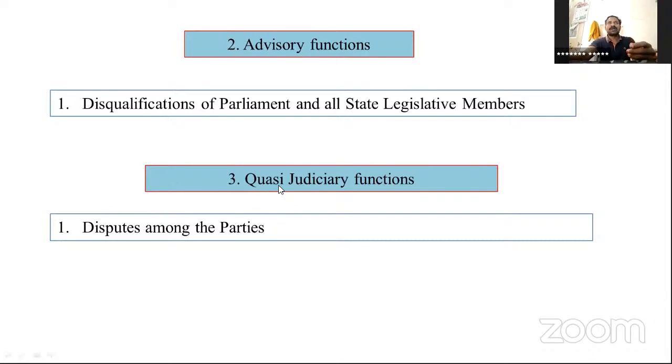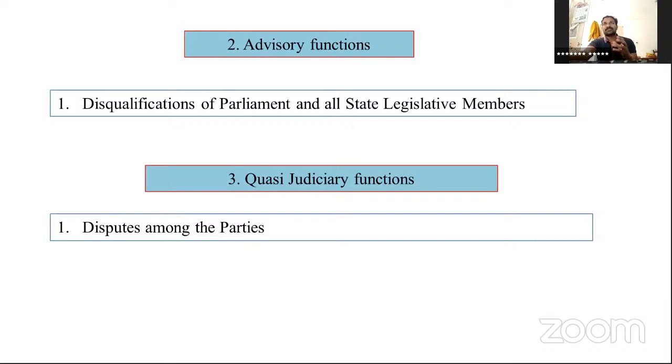And quasi judiciary functions. That means judiciary functions. What are the judiciary functions of the election commission? Any dispute among the parties. There are a number of political parties available now. Disputes among the parties are solved by the election commission of India directly. In this way, it is a judiciary function.